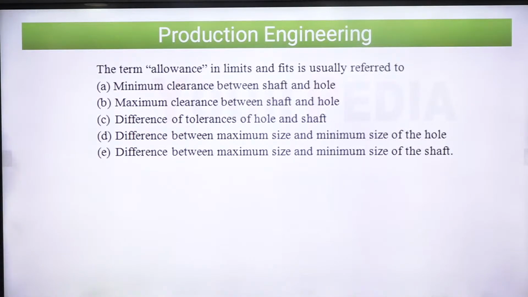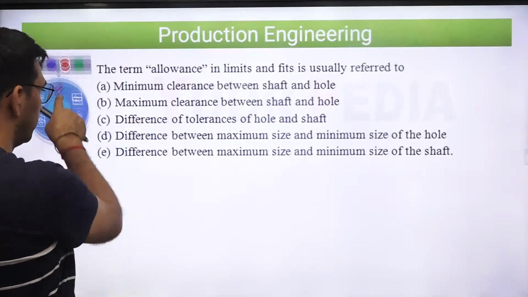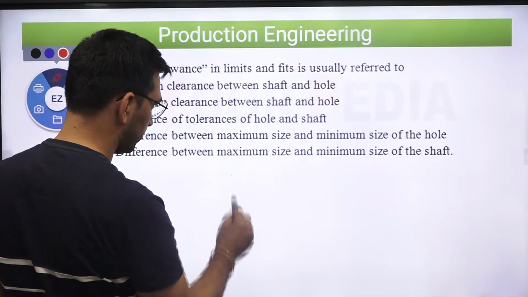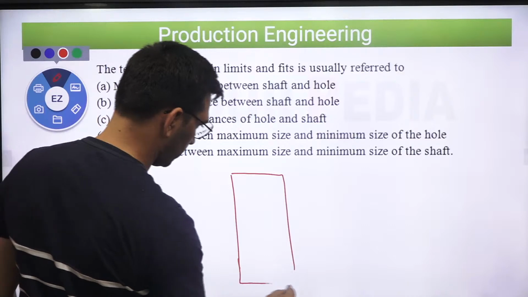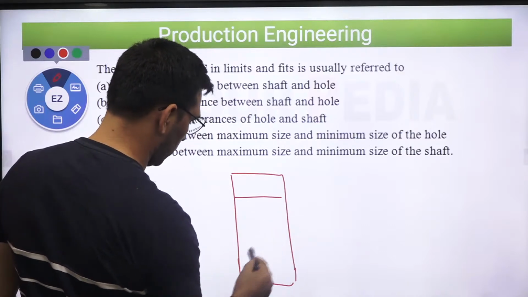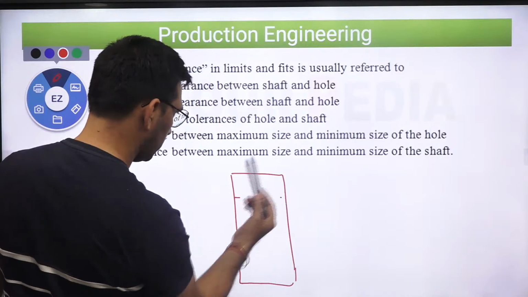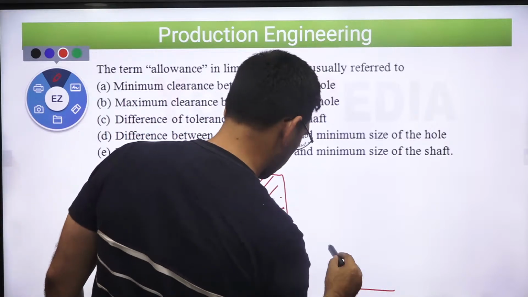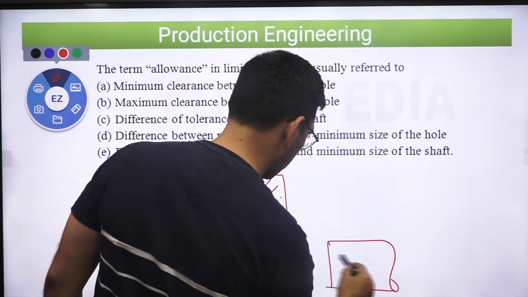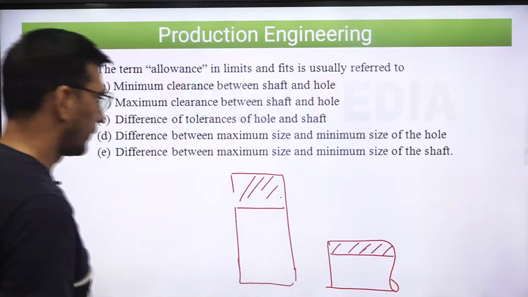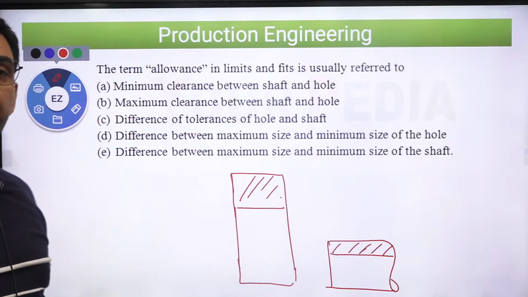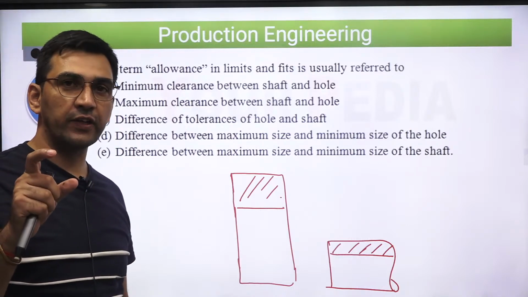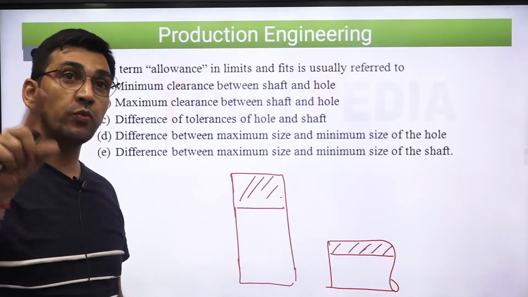The term allowance in limits and fits is usually referred to. Let us say this is a hole. And this is a shaft. So basically when we say allowance between the two mating parts, it is the intentional difference between the maximum material limits of those two mating parts.